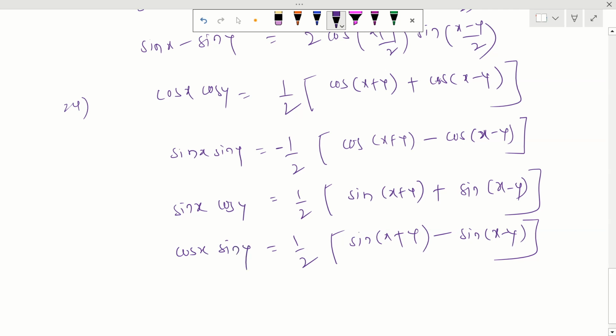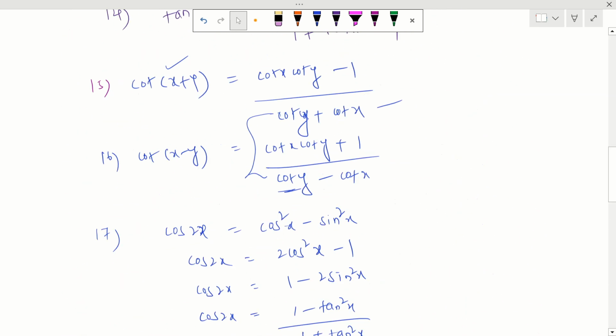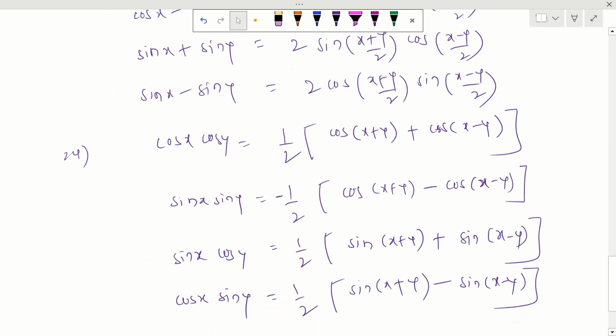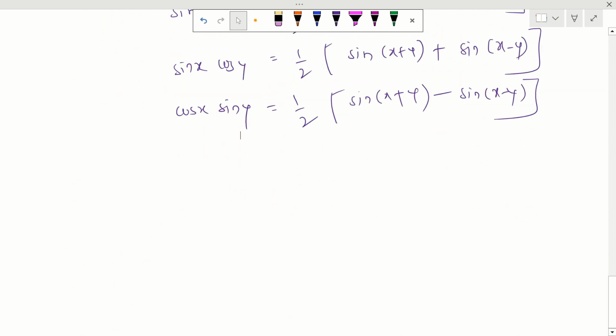All these are formulas you have to remember. So in total 24 formulas we have discussed. Now we'll go on to discuss examples. We'll try to solve the examples using the concept of these trigonometric identities.